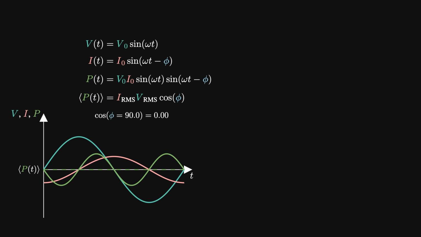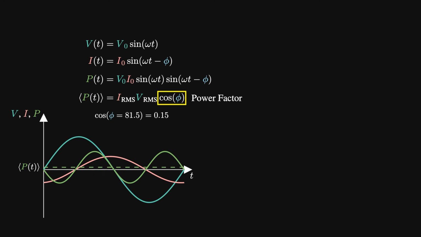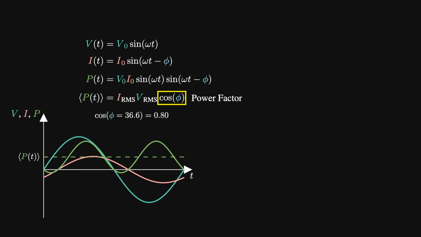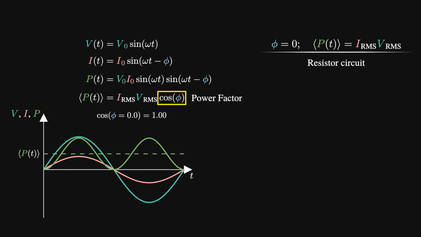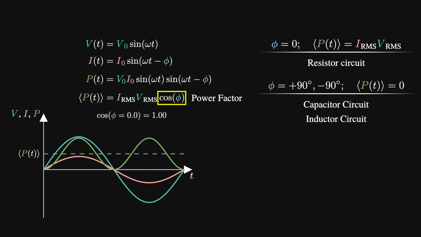The key point is, everything depends on the phase shift. We define cos phi as the power factor, as it determines exactly how much of the input power is actually being used. If phi is 90 or minus 90, the average power drops to 0. Meanwhile, if the phase shift goes to 0, cos phi is maximized, so the average power becomes its maximum. The maximum power case directly corresponds to a purely resistive circuit, while the 0 power corresponds to a capacitor or inductor circuit. But this raises an interesting question.